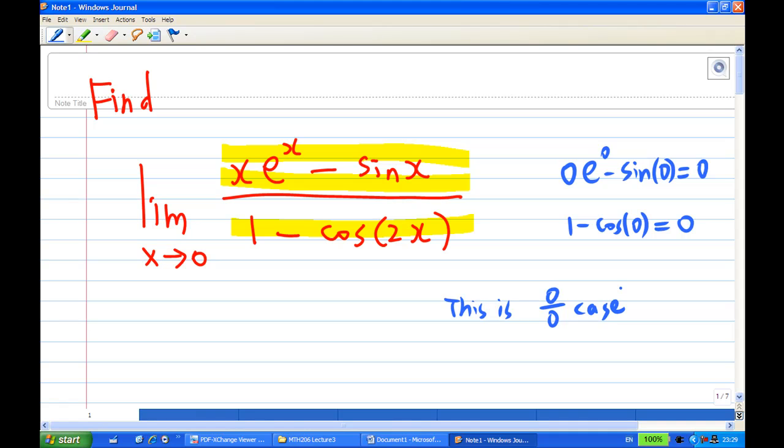If this is a 0 over 0 case, we cannot find the limit directly, because 0 divided by 0 is undefined. So you have to use the L'Hopital rule of limit. So what is the L'Hopital rule of limit?